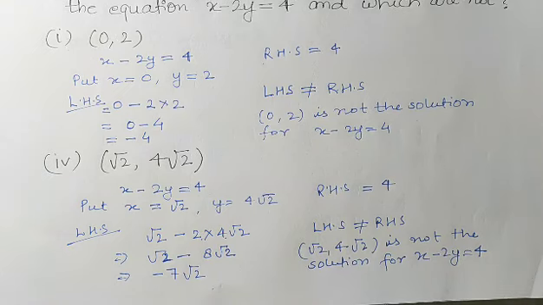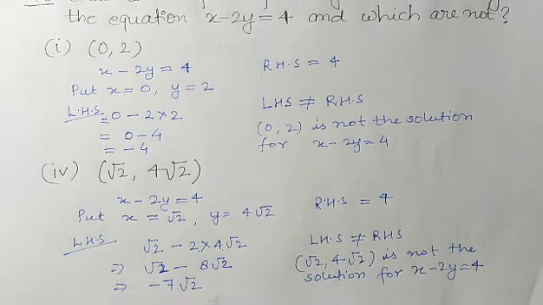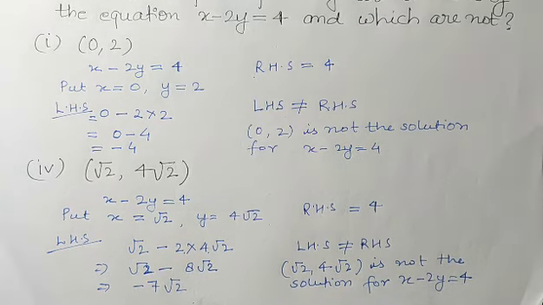Okay, so here I have solved 2 parts of this question. Rest of the parts you will solve yourself. When left hand side becomes equal to right hand side, in that case you can say that this is the solution. And if on putting the values of x and y, left hand side is not becoming equal to right hand side, then you can say that it is not the solution. Okay students, so like this we have completed exercise 4.2, and whatever questions are left you will solve yourself.